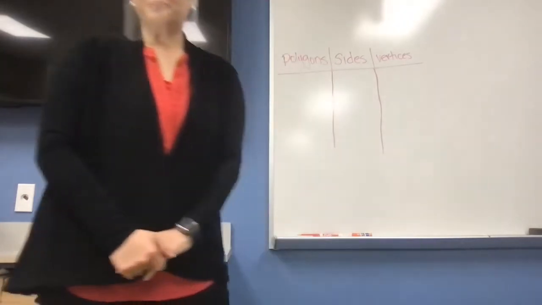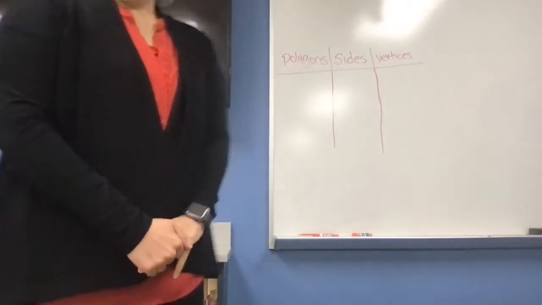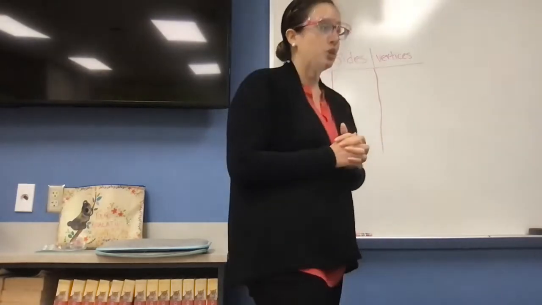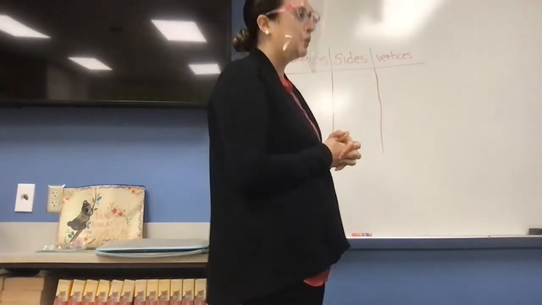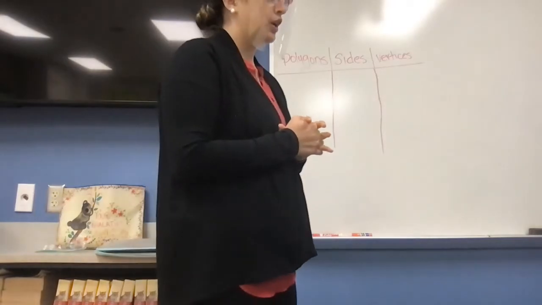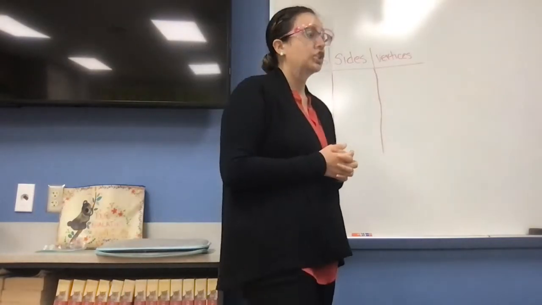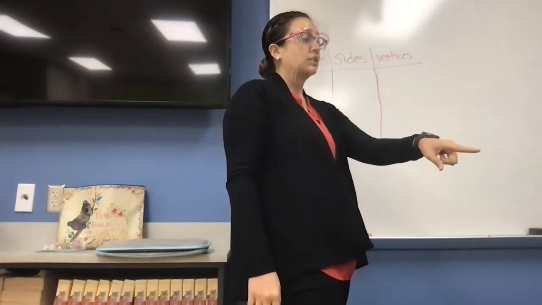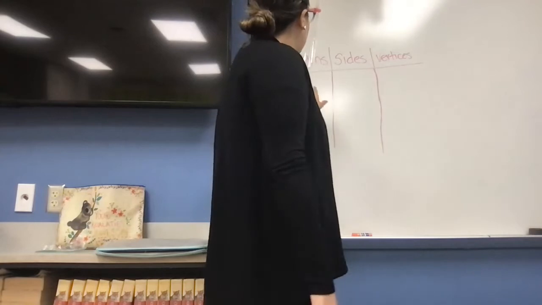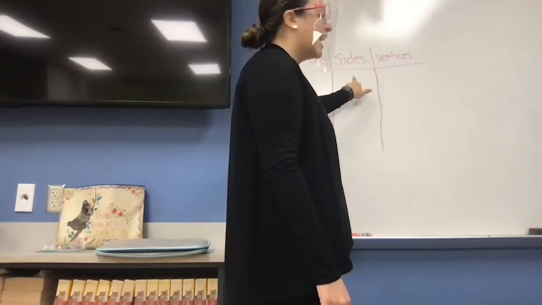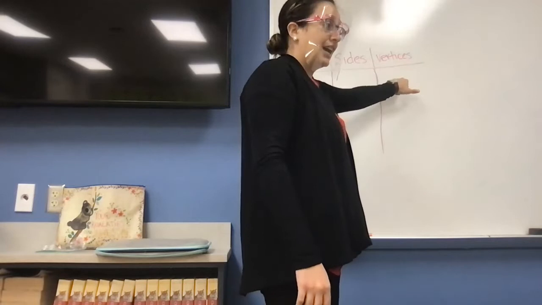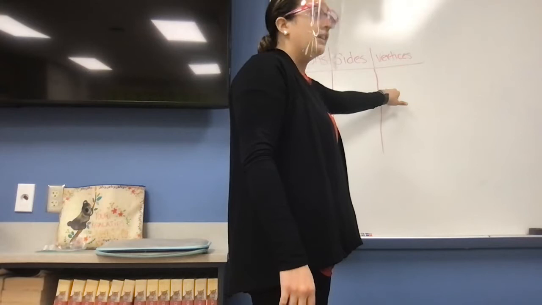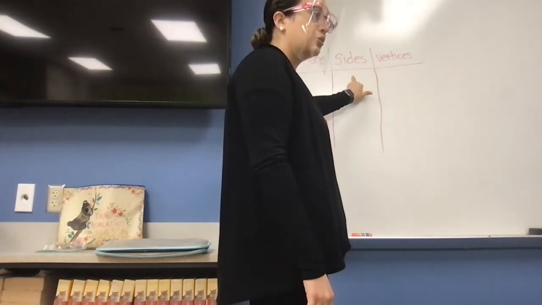Good job. Okay, now we're going to look at your polygon and we're going to look at the attributes of your polygon. Do you know what attributes is? No, attributes means the characteristics of something. So if we're looking at your square's attributes, let's look at it. We're going to see how many sides and vertices it has. Do you know what sides and vertices are? Have you seen these words before? Yeah? Okay.